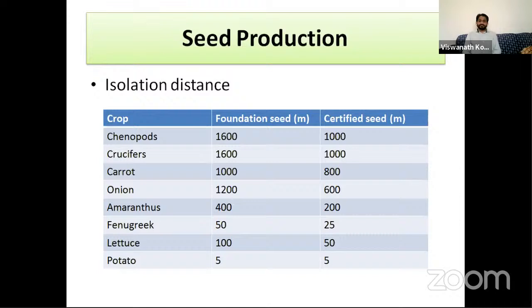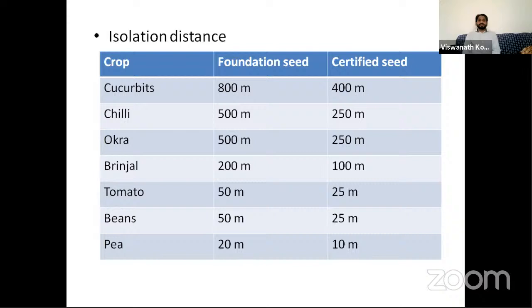Here you can also see chili, okra, and brinjal are often cross-pollinated crops, so we have to follow a moderate isolation distance. Tomato is a self-pollinated crop, so the isolation distance is less. Pea is a highly self-pollinated crop, as we discussed in the last class. So the isolation distance is very small, 20 meters to 10 meters.